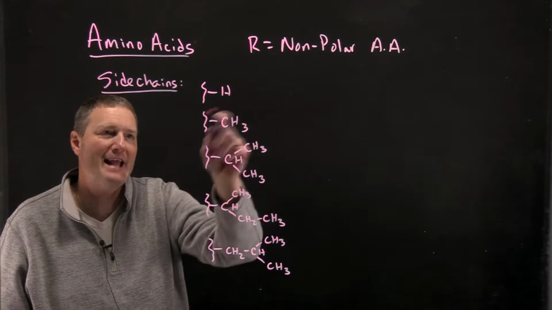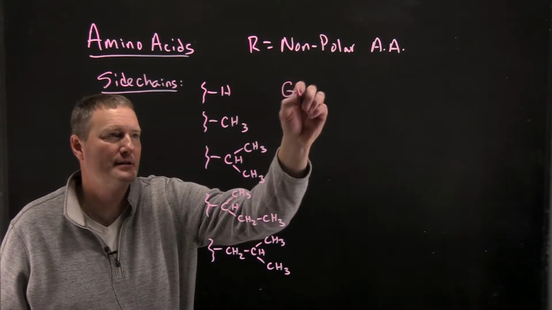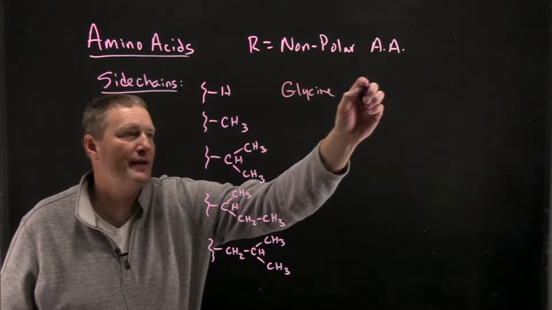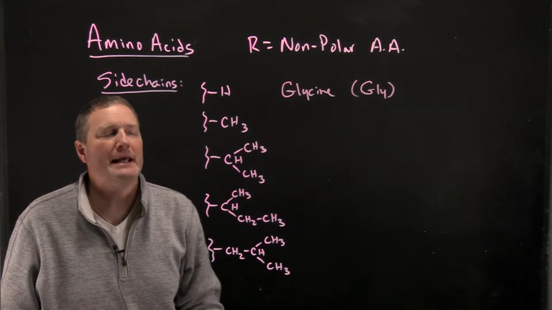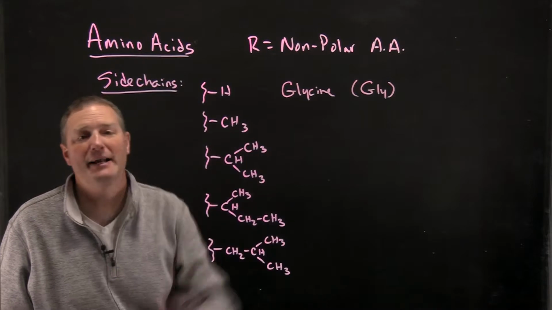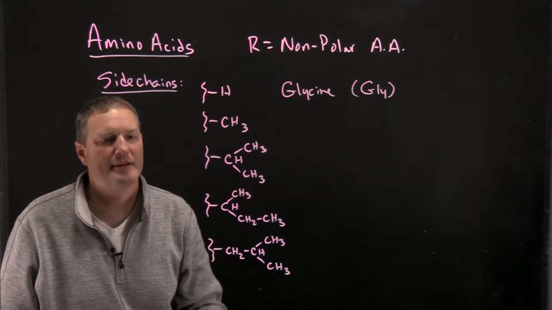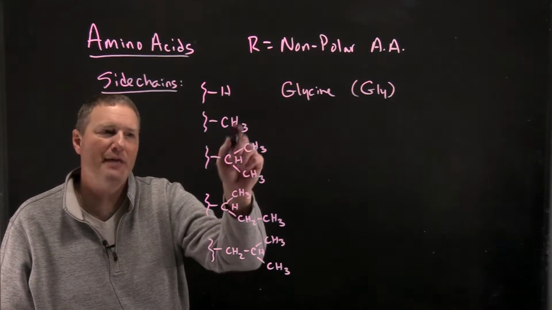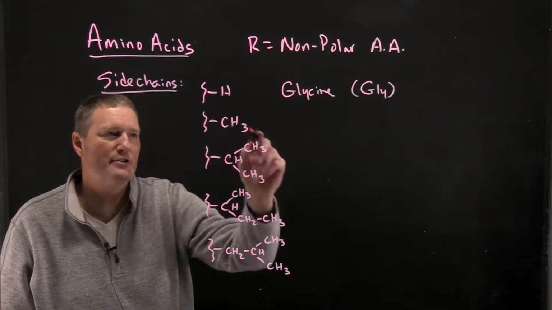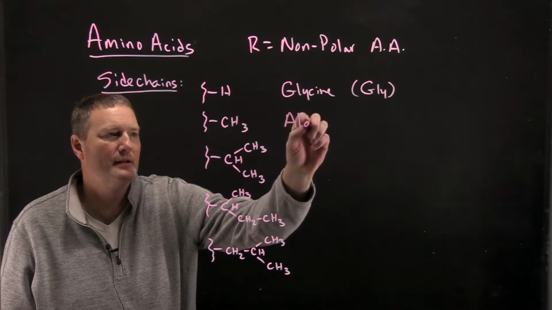So if my side chain is an H, this is called glycine, abbreviated GLY, a three-letter abbreviation. And it's classified as a nonpolar amino acid. It doesn't have any functional groups really in it, just a hydrogen. If we add, say, a methyl group to this, instead of a hydrogen, this becomes alanine.